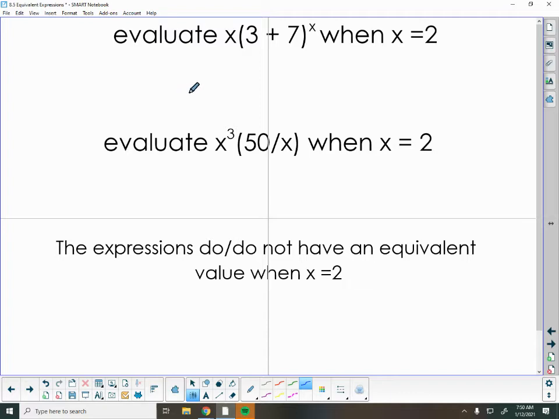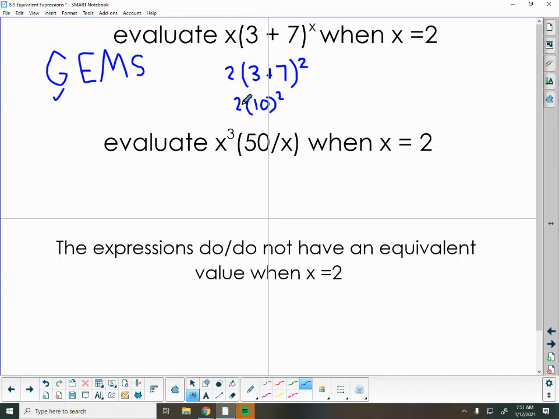So let's try another one here. So go ahead and plug in 2 for x. So here we have 2 groups of the sum of 3 plus 7. So remember, when we're using a sum, we need to have parentheses around it, and then we're going to square that. So we still have to follow our order of operations. So G is for the groups or parentheses. So we want to do the parentheses first. So here we have 2 groups of 10 squared. So we don't have anything else in the groups that we can do.